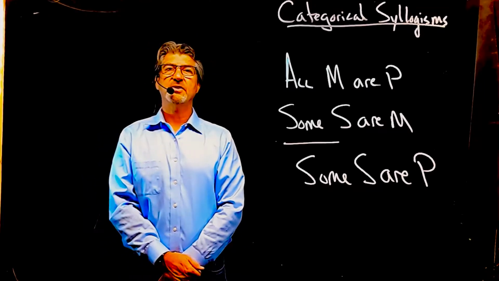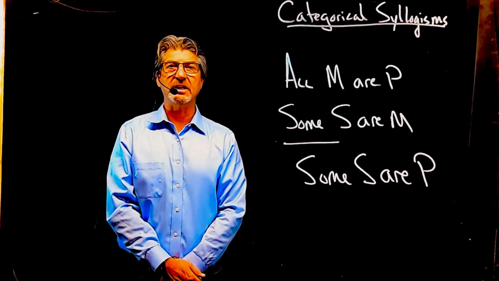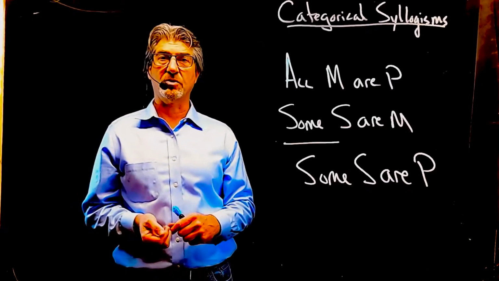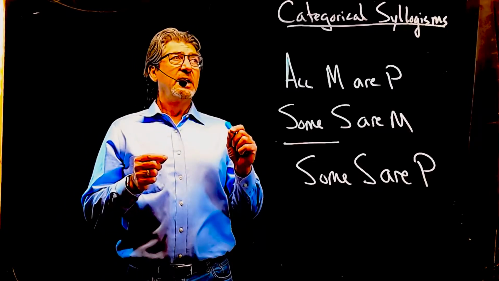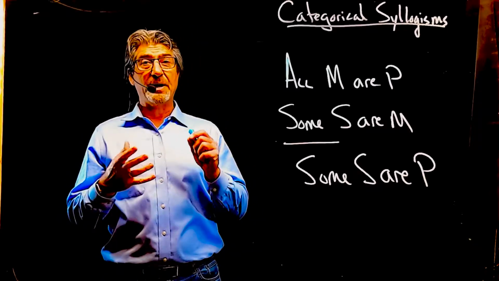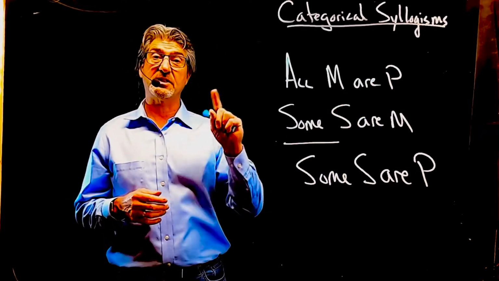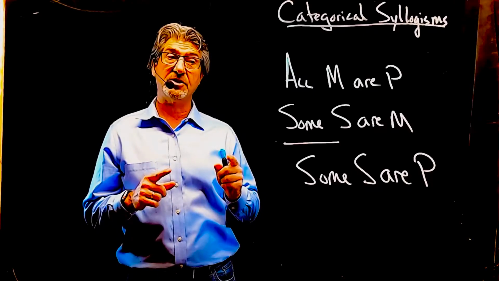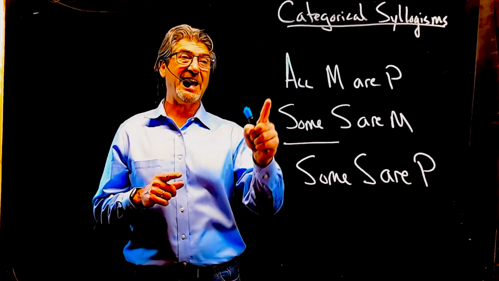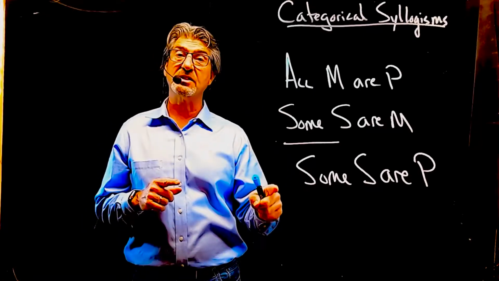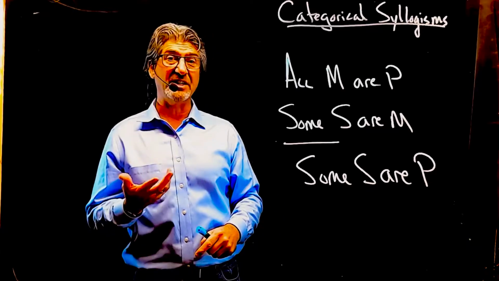Hello. In this video, I'm going to explain the ins and outs of categorical syllogisms. If you remember back from previous chapters, a syllogism is any argument that has two premises and a conclusion. A categorical syllogism is one of those that has all, no, or some as the first word of each of those statements.